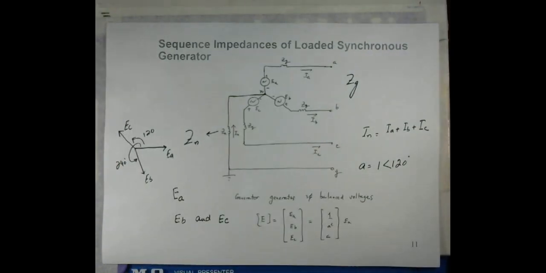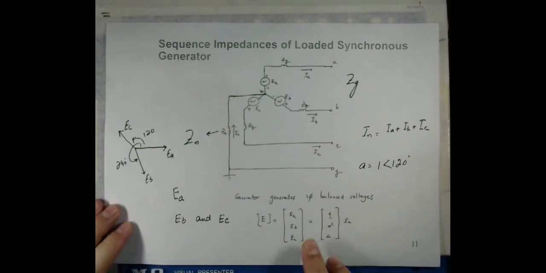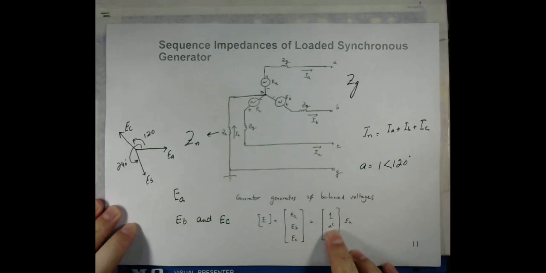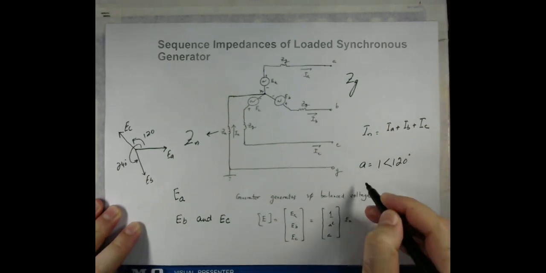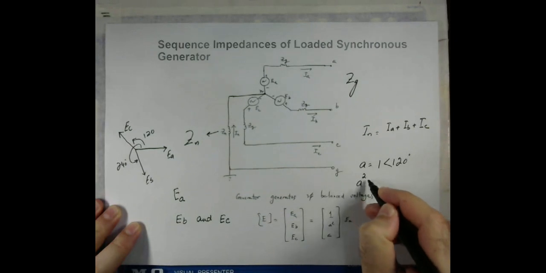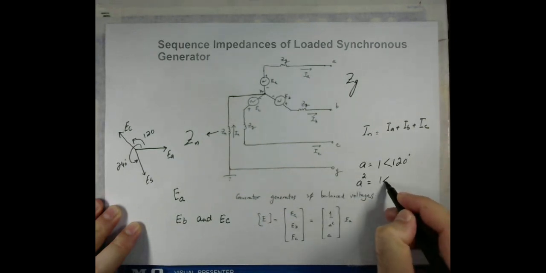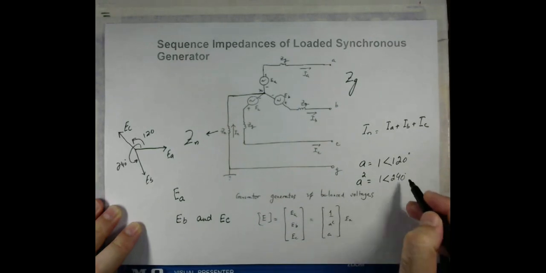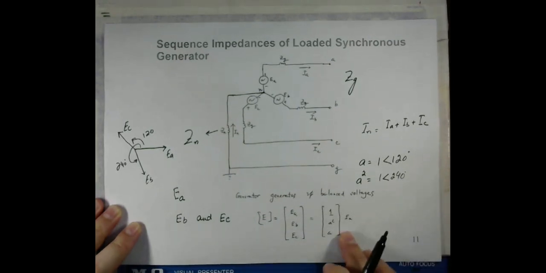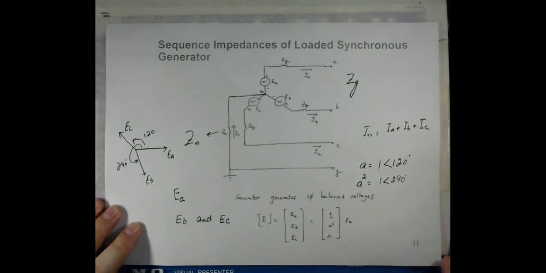So that's why EB is equal to a square EA. We also discussed that a square is equal to 1 angle 240, which is also equal to 1 angle minus 120. But anyhow, we have already carried this discussion before.